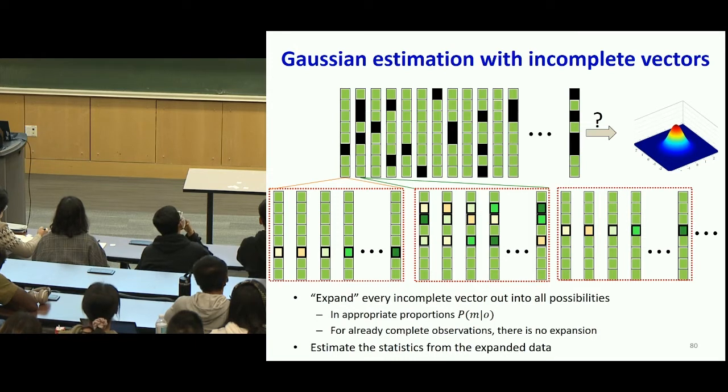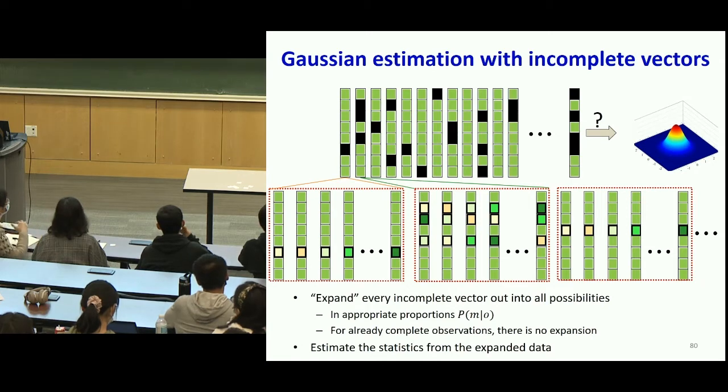Now, if the data are continuous valued, it's a Gaussian, right? So if it's a Gaussian, how many possible values will that missing component have? How many possible values will it have? It's going to be infinite. It's going to be uncountably infinite, right? You can't really use this procedure.